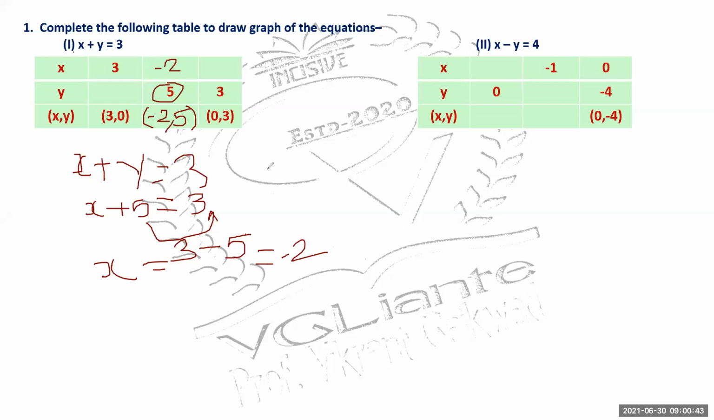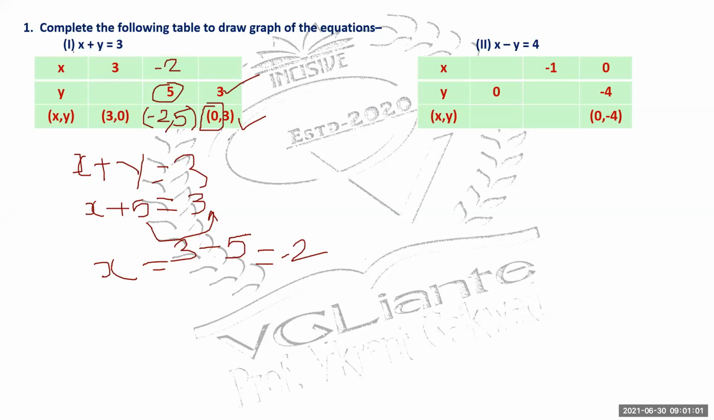Understood? This would be minus 2 comma 5. Very easy. Now the value in the third row. Okay, y is 3 and x comma y is 0 comma 3. So that means from this you can easily guess the value of x.